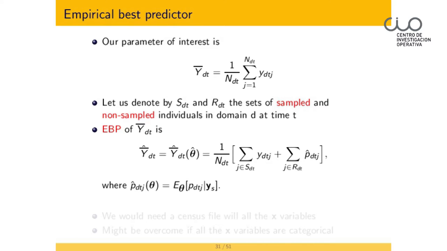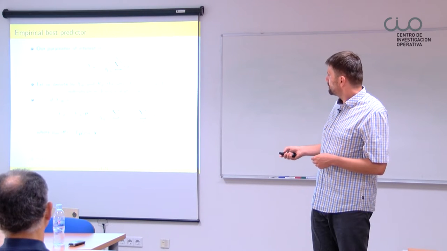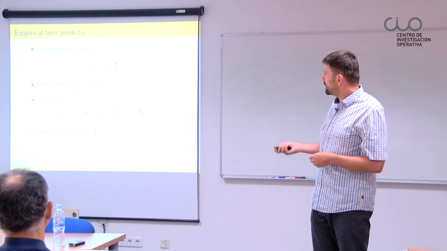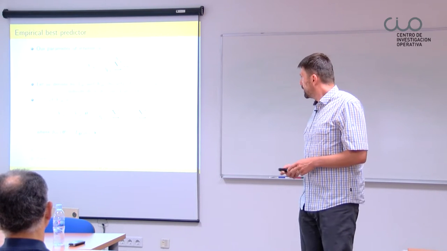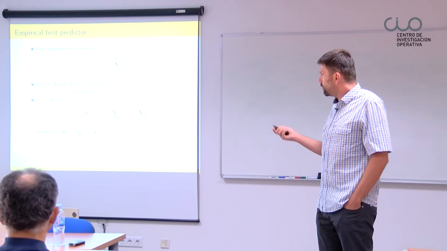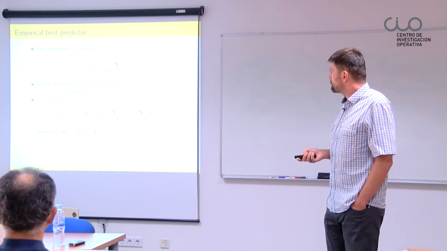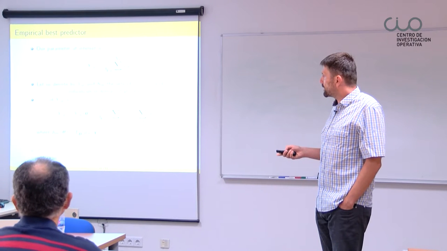So in the first term, there is the sum of observations we have in our hands, so this is the sample. Here we sum over the rest of the population in the area D and time T, and here we have the predictor. So this is the best predictor defined here. So again, it's the conditional expectation of the probability given the sample y. So this is again the methodology of the predictor, and we have to estimate somehow this probability. Again, this involves some high dimensional integral, so we have to use multiple estimation.